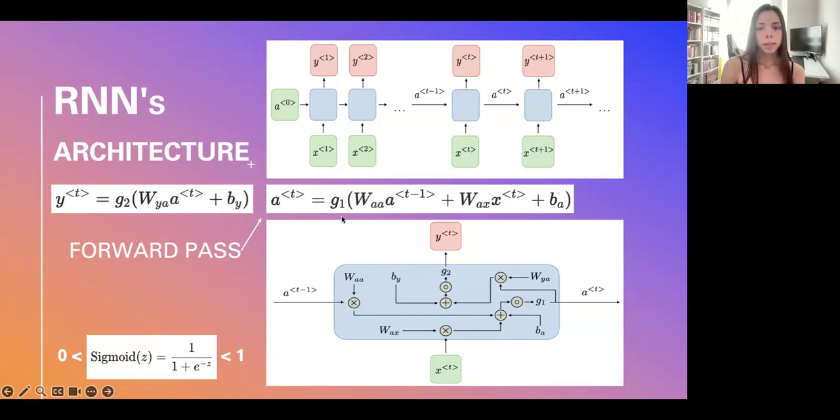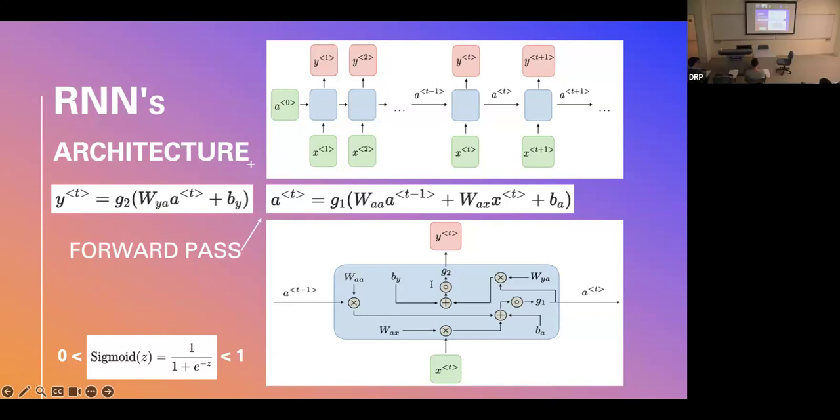WAA is the weight matrix for the hidden state. WAX is the weight matrix for the input. BA is the bias term for the hidden layer. G is the activation function, such as sigmoid, as shown here. The activation function adds nonlinearity to the network, allowing it to learn complex patterns. Also, the sigmoid function squashes the input into a range between 0 and 1. It is good for probabilistic interpretations.